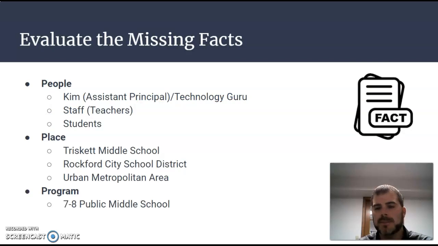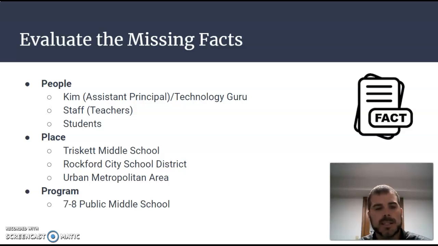Now we're going to evaluate the missing facts. So the people in this case were myself, Kim, the assistant principal, who is a technology guru or technology geek, really into Google and Google certified, really wanting to take our school to that next step technologically and give our students more opportunities in academic activities and non-academic activities. We have a staff of teachers who are rather old school. Many of them have been there for a while, kind of stuck in their ways, really not wanting to move forward with me, is kind of our situation.